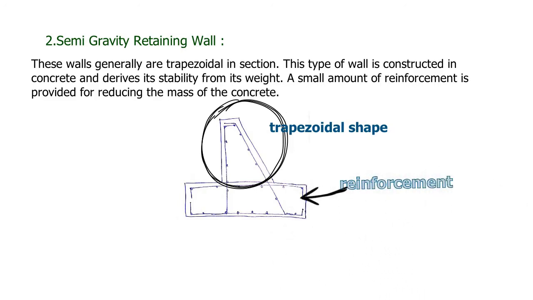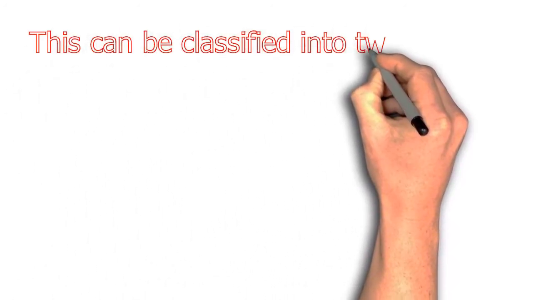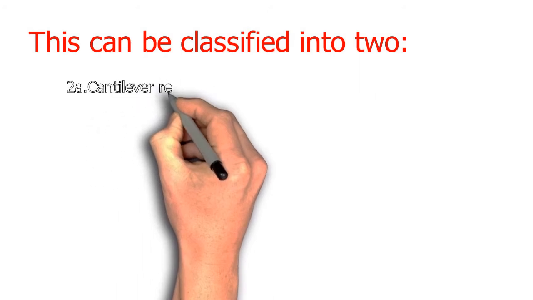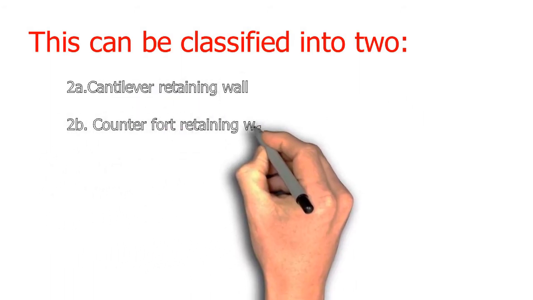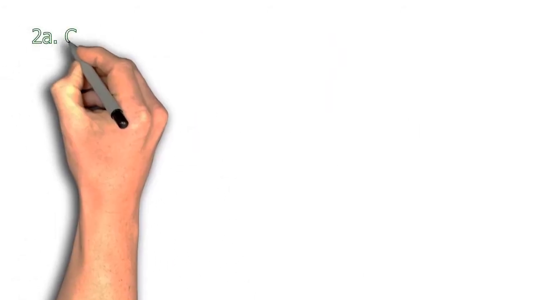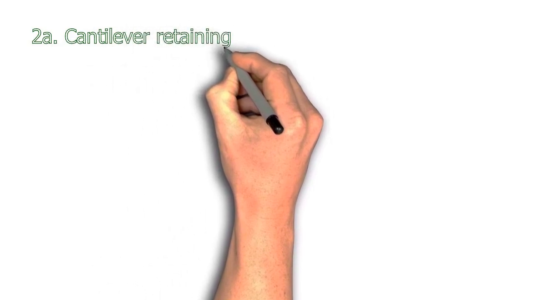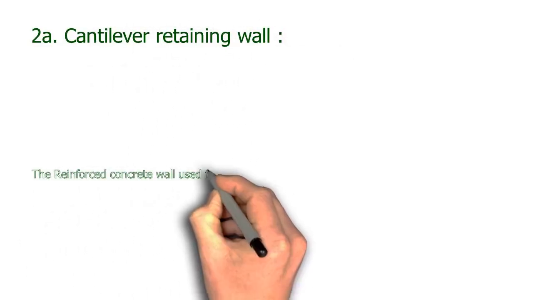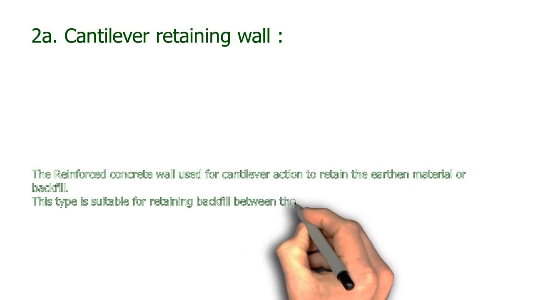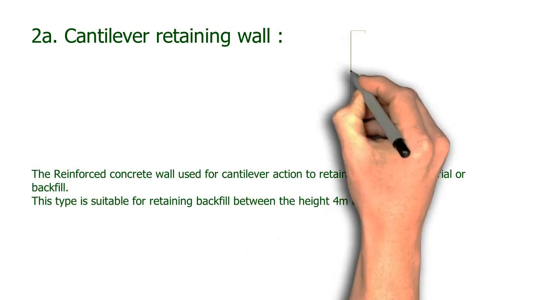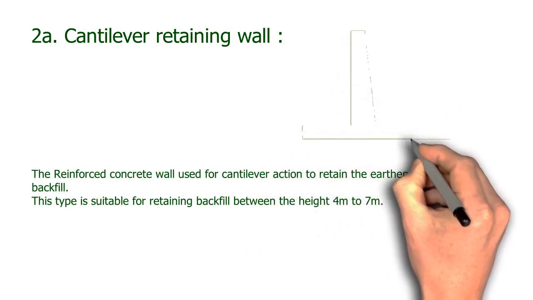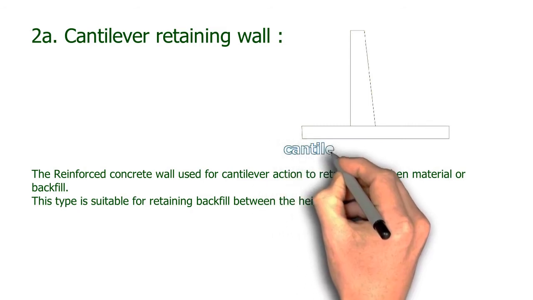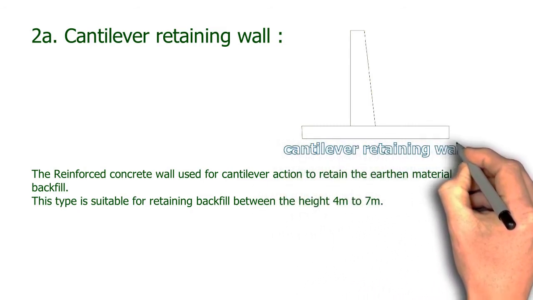Now, these semi-gravity walls are classified into two types. First one is cantilever retaining wall and second one is counterfort retaining wall. Cantilever retaining wall: the reinforced concrete wall uses cantilever action to retain the earthen material for backfill, and this type is suitable for retaining backfill between the height of 4 meter to 7 meter.